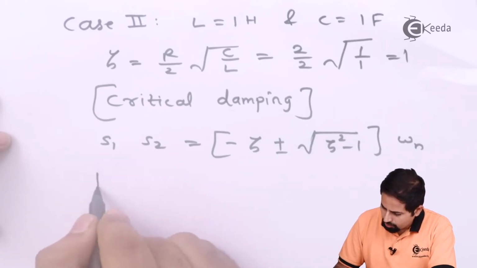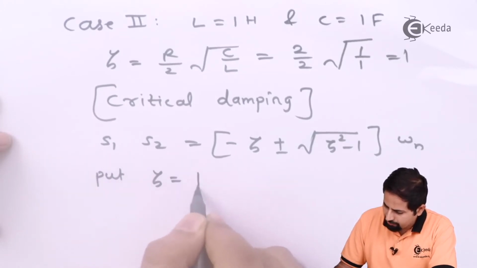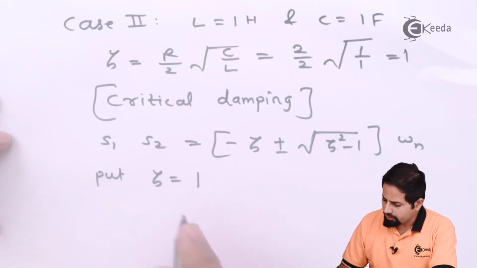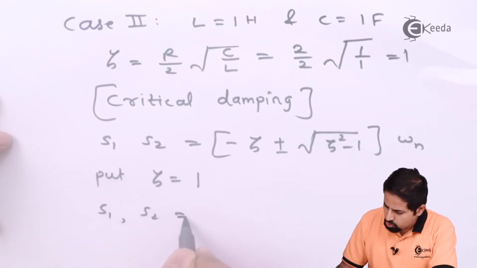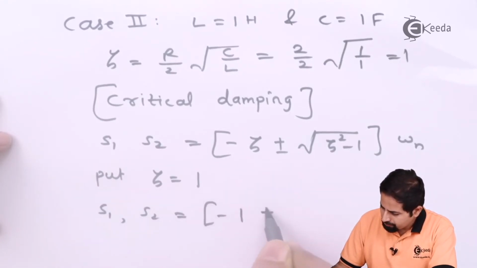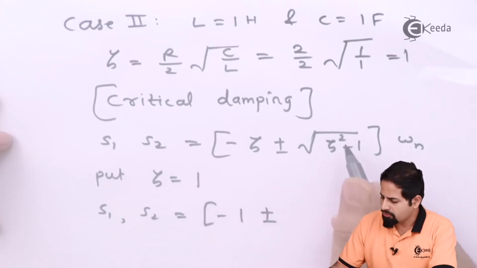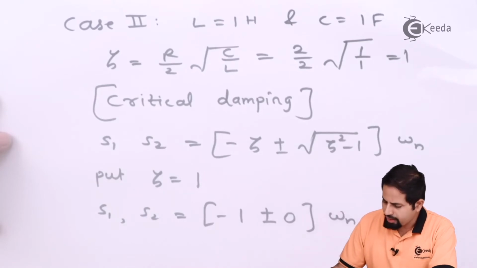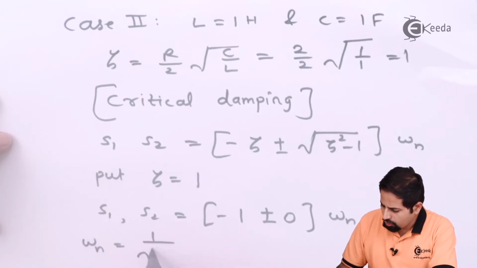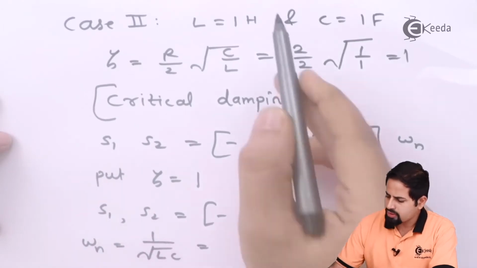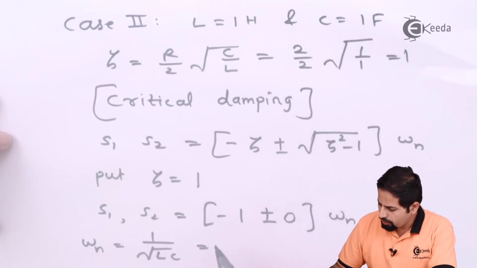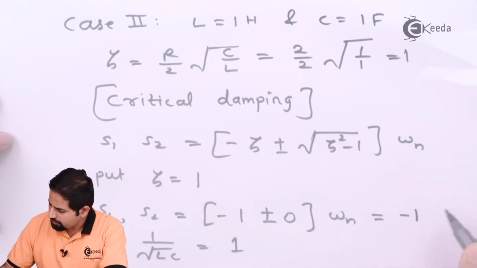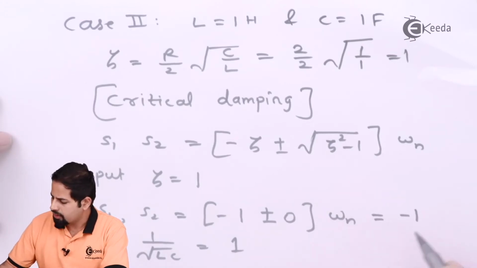and now our zeta is just 1, so put zeta equal to 1. When you put zeta equal to 1, you will get S1 and S2 as minus 1 plus minus 1 square will be 1, 1 minus 1 will be 0, so it is going to be 0 and multiplied by omega n. Now we all know that omega n is equal to 1 upon root of LC, and because L and C both are 1, it is just 1. So the actual roots are minus 1 into 1, so minus 1.